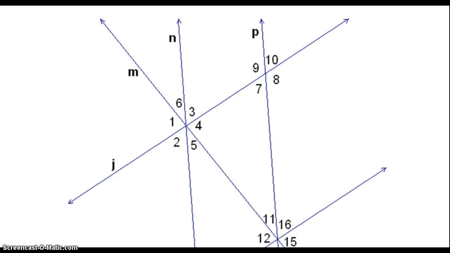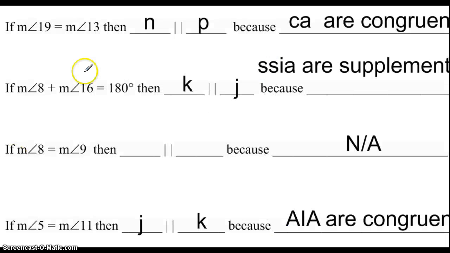I really hope you paused the video and now you're coming back to check your answers. So if you look, the measure of angle 9 being equal to the measure of angle 13 would prove that N and P are parallel because corresponding angles are congruent. 8 and 16, if they are supplementary, then that proves K and J are parallel because SSIA are supplementary. 8 and 9, if you look, are vertical angles. Vertical angles do not prove lines parallel.